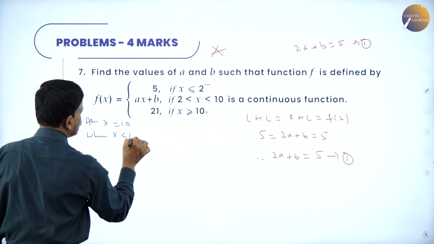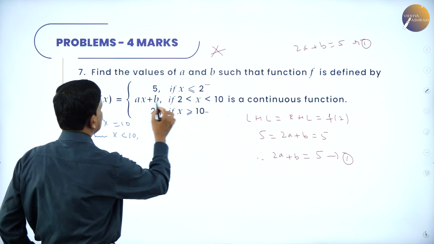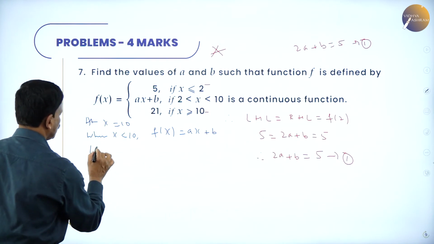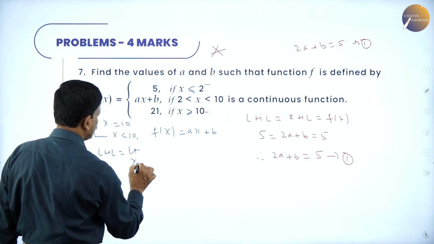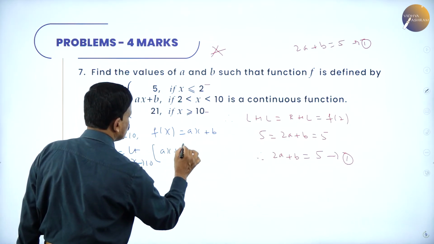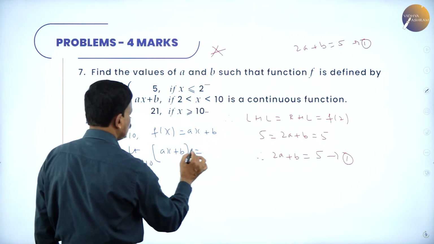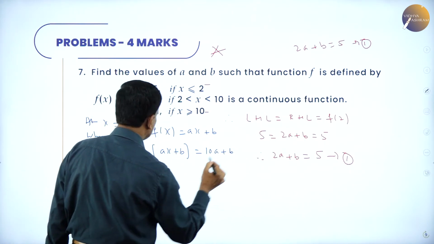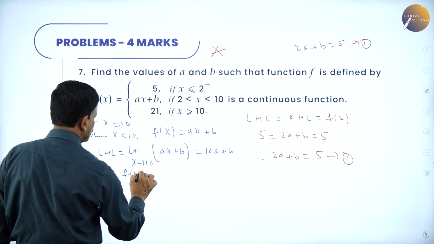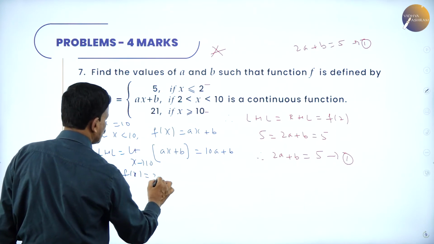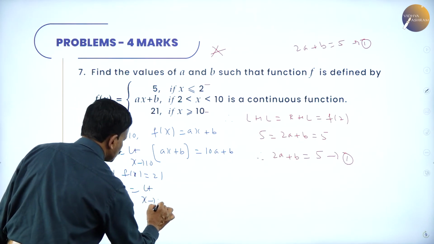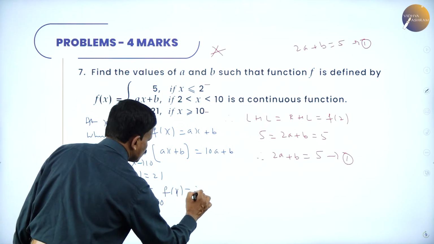Listen, when x is less than 10, f of x is equal to ax plus b. Straight away you will get the left hand limit. Left hand limit is equal to limit x tends to 10 of f of x, which is ax plus b. So put x is equal to 10, you will get 10a plus b. Similarly, when x is greater than 10, f of x is equal to 21. The right hand limit is limit x tends to 10 of f of x is equal to 21.